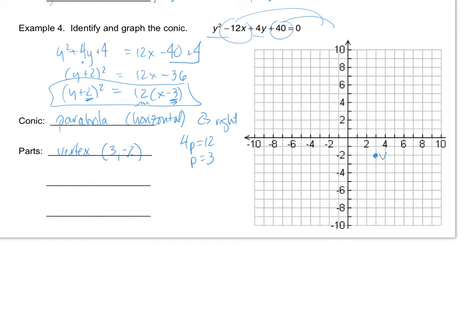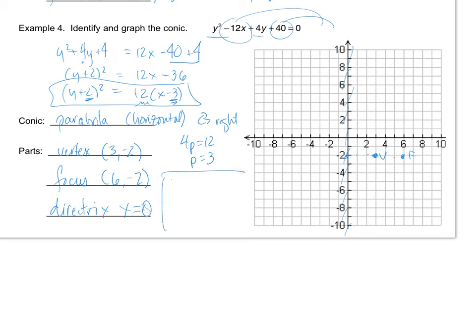There's our vertex. Now since the parabola opens to the right, I'm going to use that p value, that distance of 3, and I'm going to go to the right 3 to get my focus. And I can label that point. That point is 6, negative 2. And I can also identify my directrix by going that same distance 3, but in the opposite direction from the vertex. 1, 2, 3, so we can see that our directrix is the y-axis. We have to write that as an equation. Now, the last thing we have to do is graph the parabola.